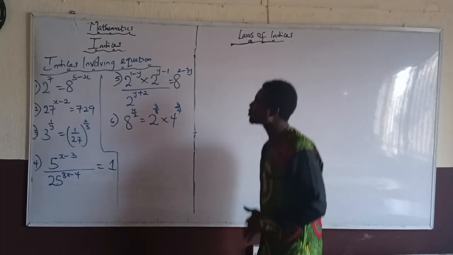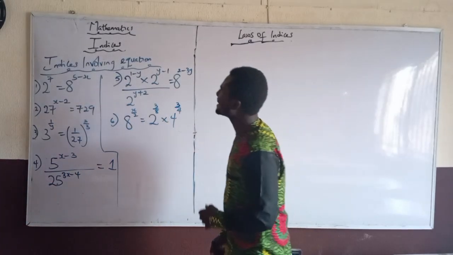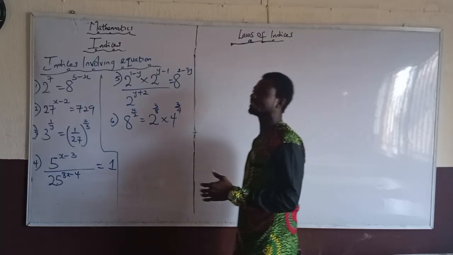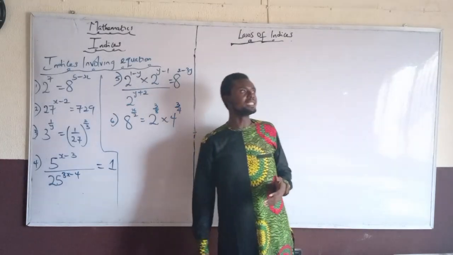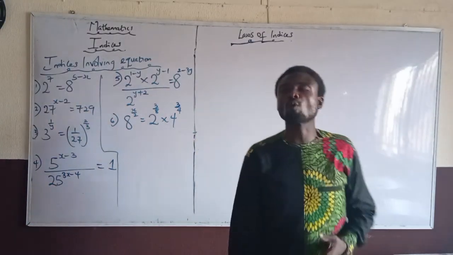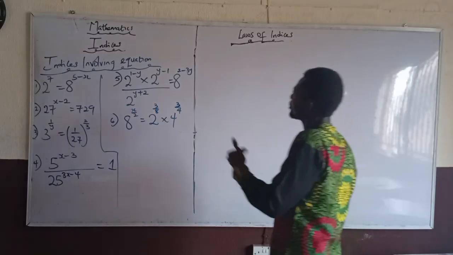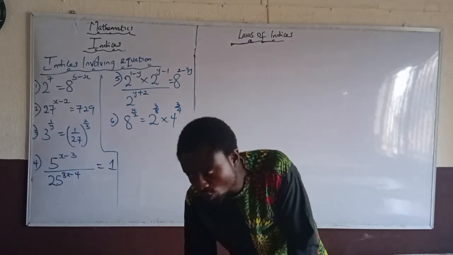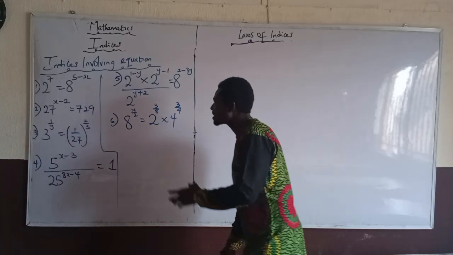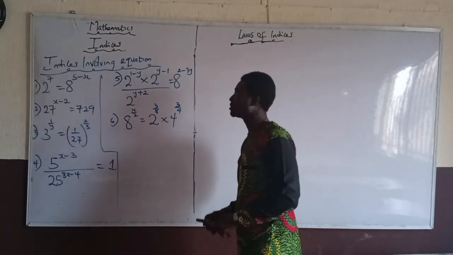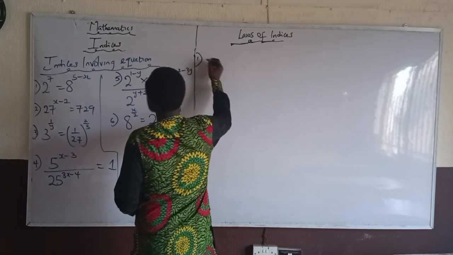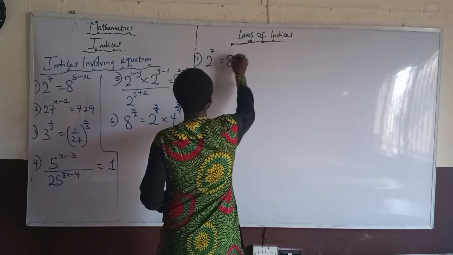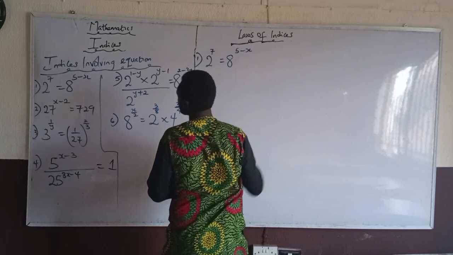This is another part of indices, which is indices involving equation. Now we have the indices involving linear equation. We have one involving simultaneous equation. We also have one involving quadratic equation. So these are the ones that involve linear equation. So number 1, I have 2 raised to 7 equals to 8 raised to 5 minus x.